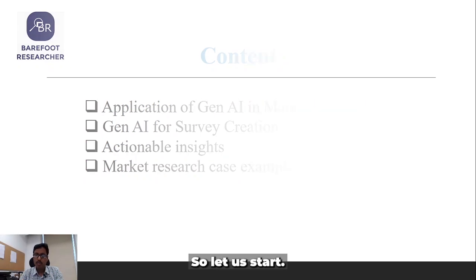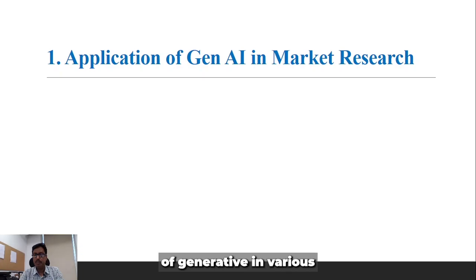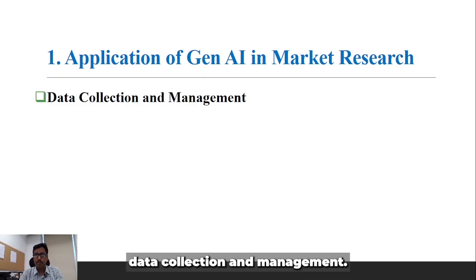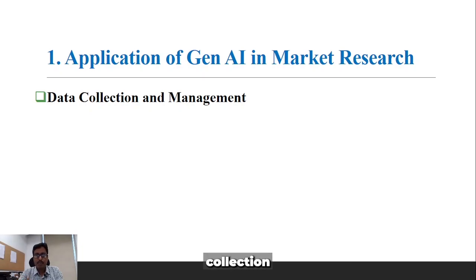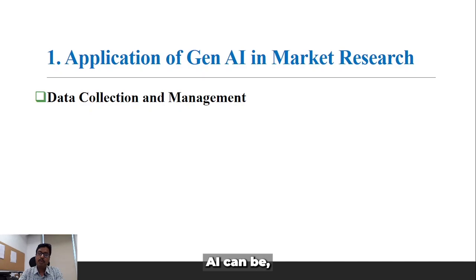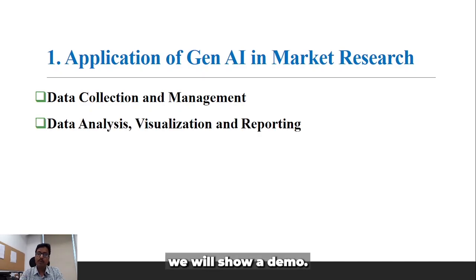So let us start. Today's topic is the application of generative AI in various spheres. First, it can be used for data collection and management. When we collect data from primary sources or secondary sources, we follow certain steps. Let us consider when we collect data from secondary sources, very popularly from websites or other secondary data sources. How can generative AI be used in this case? We'll show a demo. And second, once you collect the data, how you can do the analysis, visualization, and reporting, that we also do with the help of generative AI.